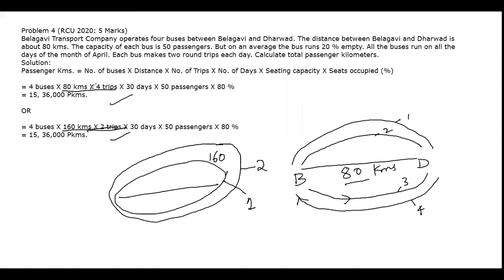So you have to be very careful when they tell you 1 round trip or 2 round trips and the distance between the 2 cities is 70-80 kilometers. Then you should be very careful while calculating these trips and kilometers. So this is all I wanted to tell in this session. Hope you all understood the problems.